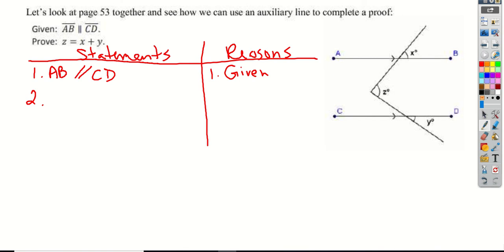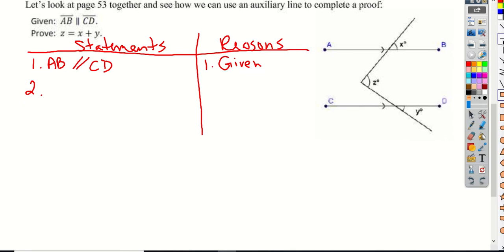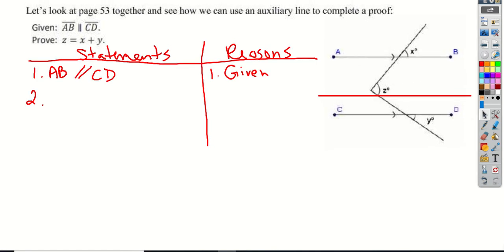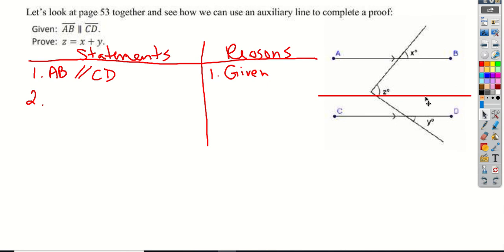So I'm going to take this and draw in this auxiliary line right here. It actually needs to go through Z. Don't break it. I'm going to move this up just a little bit. Perfect. And let's call it something. Let's call this EF.